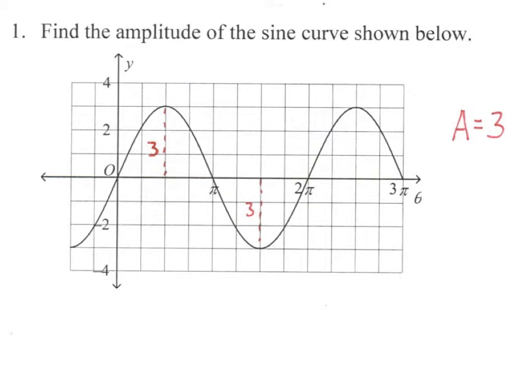In order to find the amplitude of this sine curve, what you're looking for is, from the midline, how far up and down each hill or valley goes. And so that goes up 3, down 3, so your amplitude is 3.